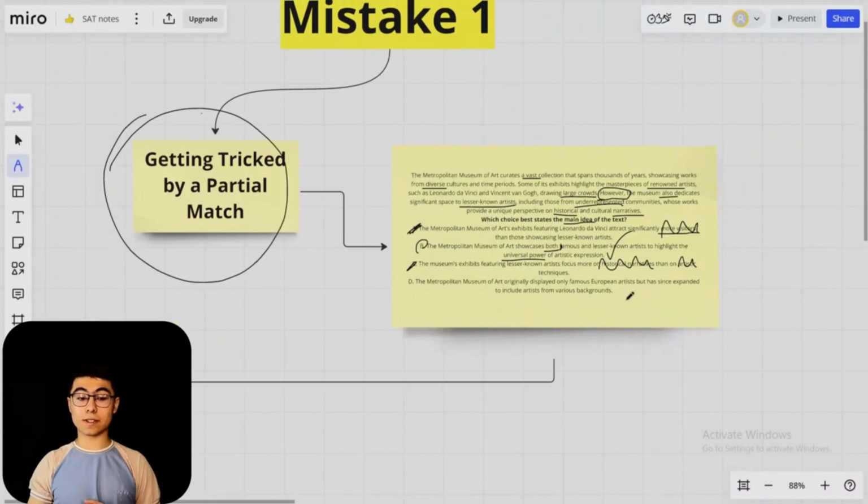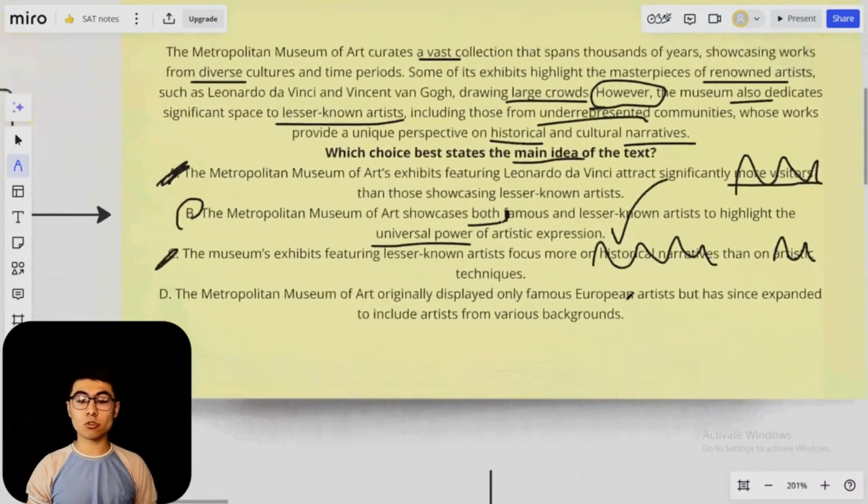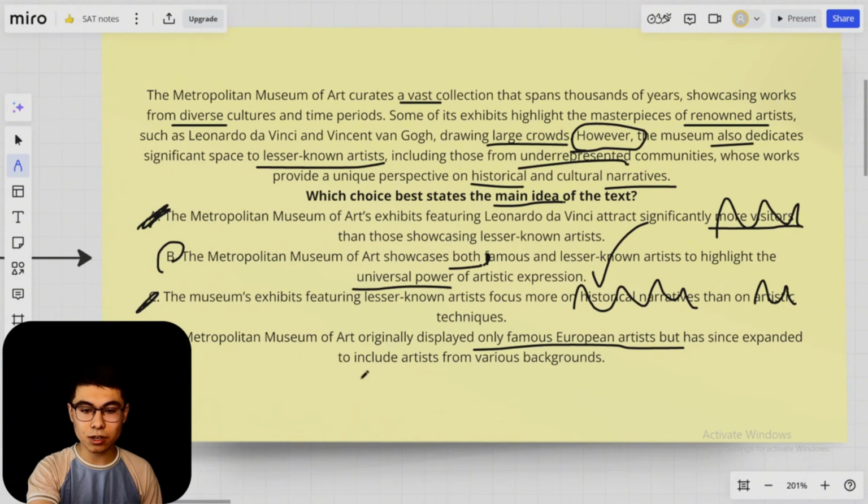Now let's have a look at choice D. The Metropolitan Museum of Art originally displayed only famous European artists, but has since expanded to include artists from various backgrounds. There's nothing about European artists, so we can eliminate this choice. So the best choice here is choice B.